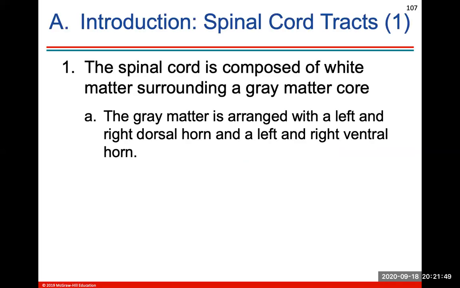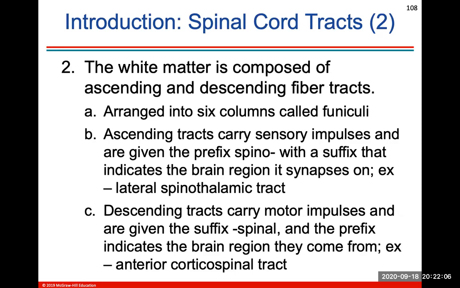Your spinal cord itself is composed of white matter surrounding a gray matter core. That gray matter core is in the shape of a butterfly in cross section, if you remember from anatomy. The gray matter is arranged with a left and a right dorsal horn and a left and a right ventral horn. The white matter is composed of the ascending and descending fiber tracts, and these tracts are arranged in 6 columns, which we call funiculi.